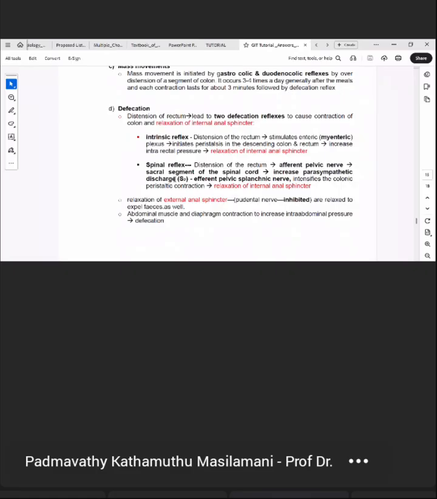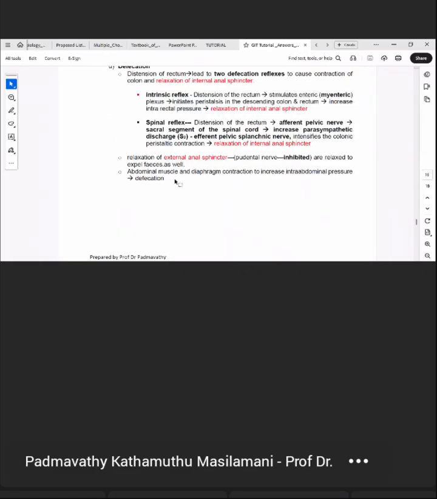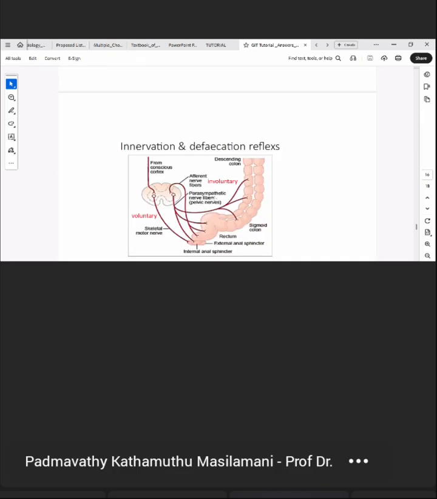Okay, so defecation is the expulsion of the feces because of the intrinsic stimulation of the myenteric plexus and also the spinal cord reflexes through the afferent and efferent pelvic nerve, which increases the contraction of the descending colon, sigmoid colon, and rectum, causing relaxation of the internal anal sphincter. Then finally, the external anal sphincter is relaxed by the inhibition of the pudendal nerve. Additionally, abdominal muscle contraction increases intra-abdominal pressure to facilitate the defecation process.